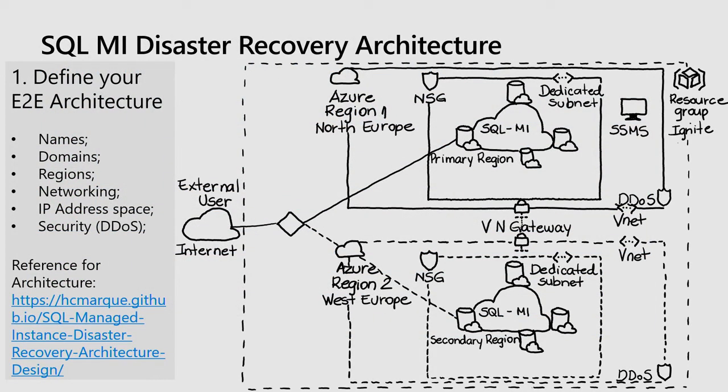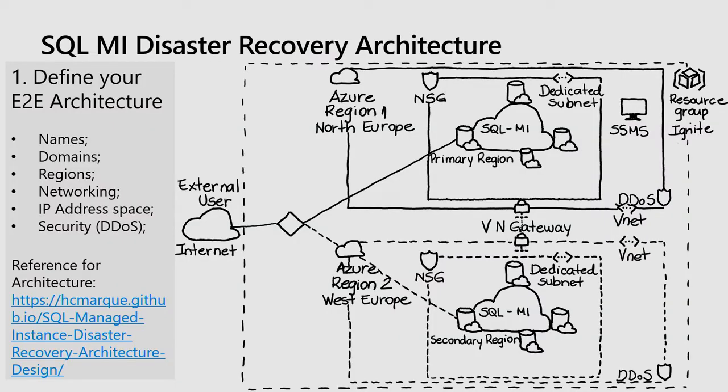Starting with the number 1, define your entire architecture. Be sure that all points related to names, domains, regions, networking, IP address space are all under your hands as soon as you start your deployment. As soon as you have the deployment defined, going forward from step number 2 to step number 10, we are going to do this together.